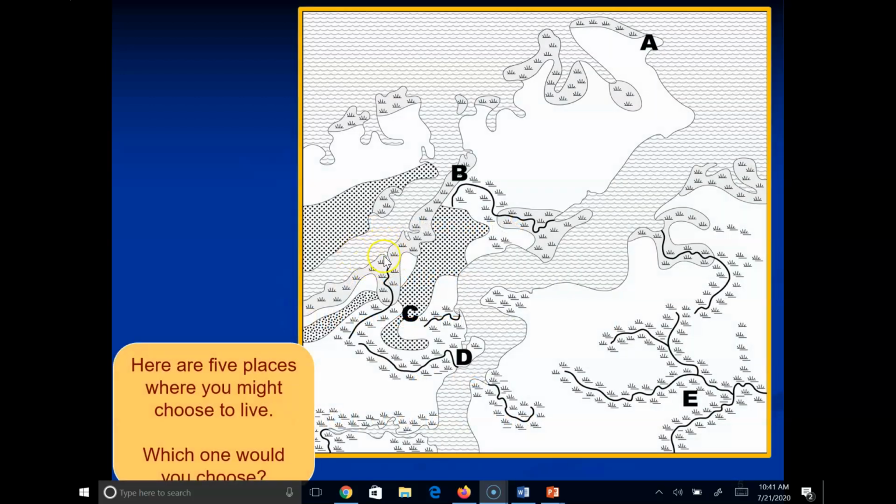Here are 5 places where you might choose to live. Which one would you choose? A, B, C, D, or E? We're going to look at geographic conditions and connections to help us better choose where we might live.